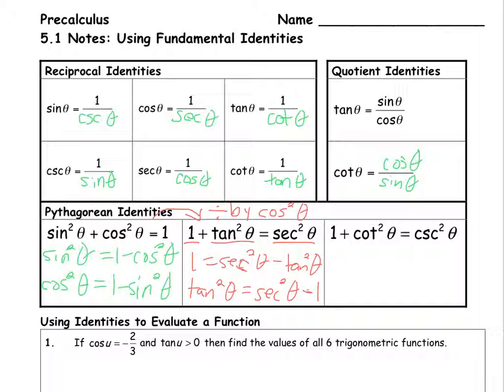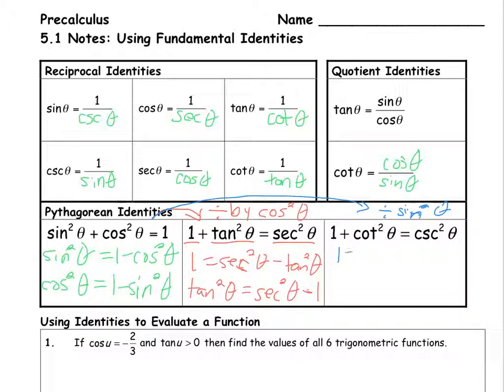Okay. How did I get the last one? Well, I took again the original identity, but this time I divided by sine squared theta. So when I do sine squared theta divided by sine squared theta, I get 1. When I do cosine squared theta divided by sine squared theta, I get cotangent squared theta. And when I do 1 divided by sine squared theta, I get cosecant squared theta.